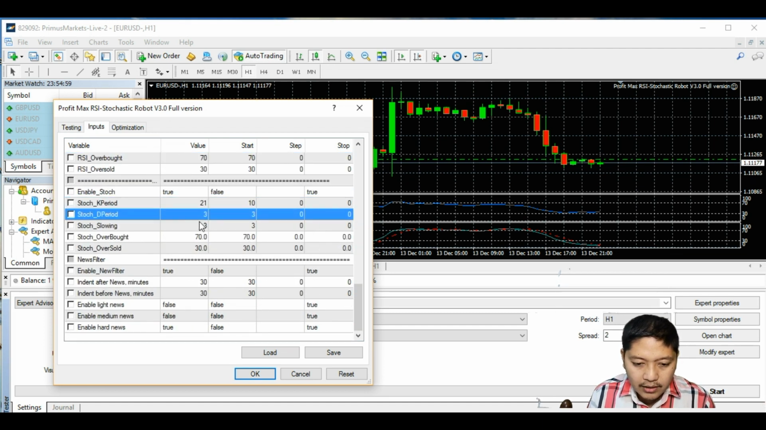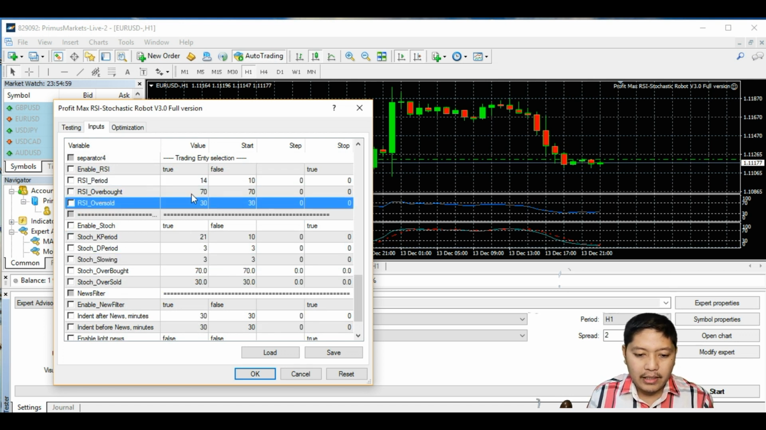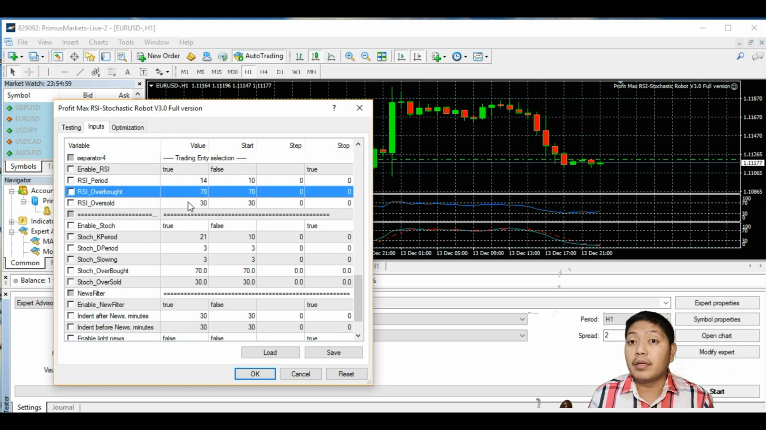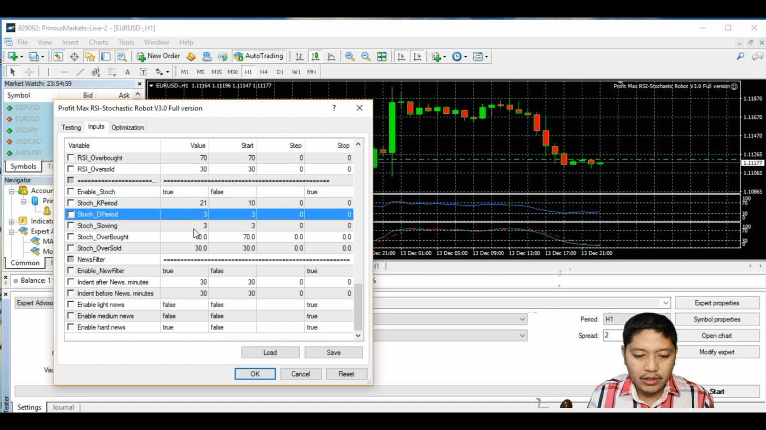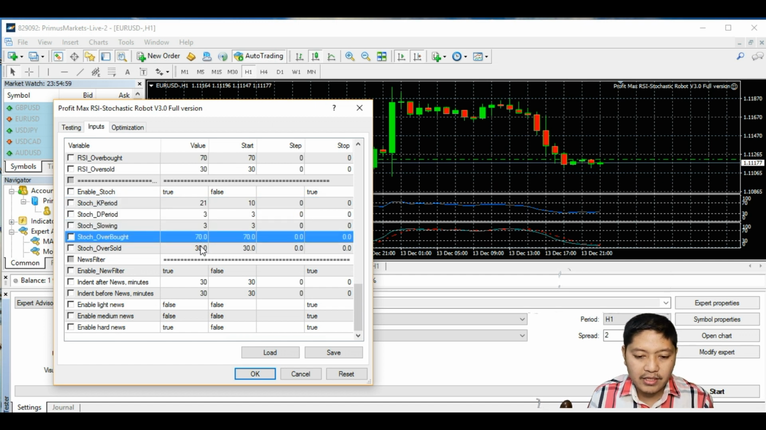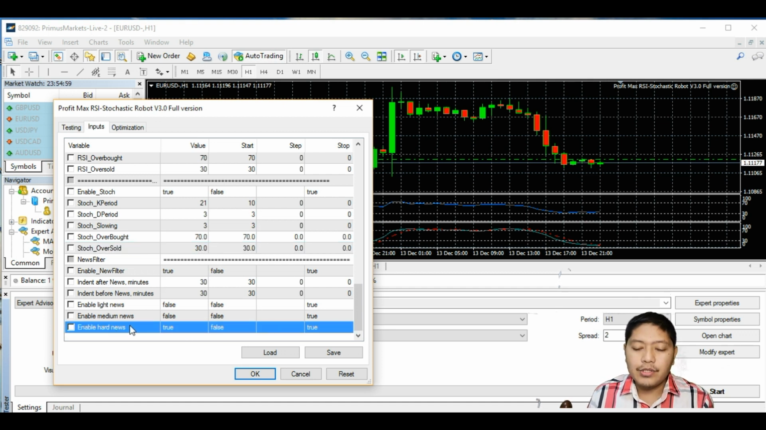Okay, we have 21 here, 30, so the same. Your overbought I will change to 14, and the period, overbought and oversold will be 70 and 30. Same goes to RSI, stochastic 21 and 23 for the periods, and 70 and 30. So you can have the news filters. Just enable the hard news, okay?